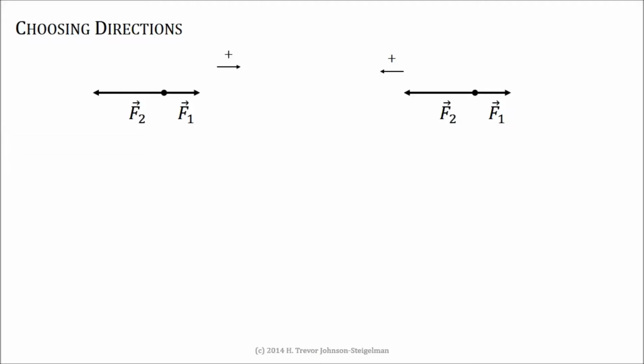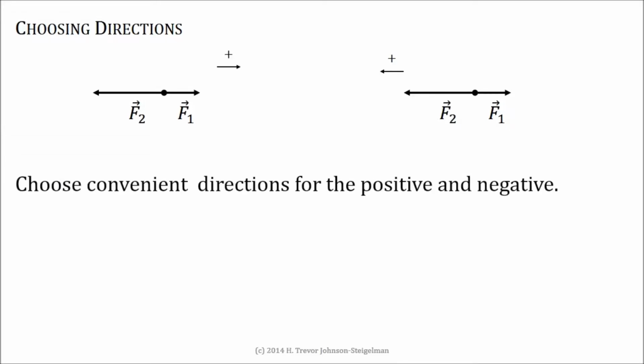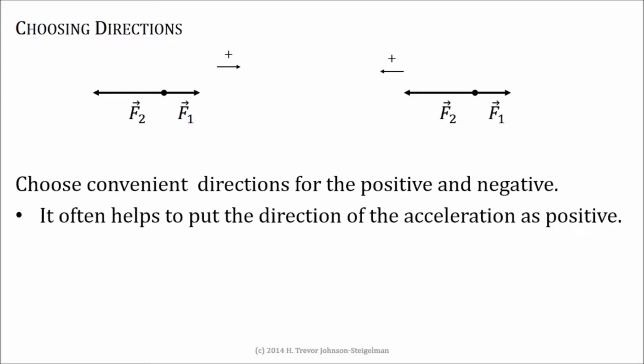Okay, now in order to choose directions, you've got a couple of choices. You want to make sure that you choose a convenient direction for positive and negative, and there are two ways you might do that. A lot of times I'll do what I have over here on the right. I know that F2 is the larger number because of looking at either the wording of the problem or the picture here, and so I put the positive direction to the left. Or if you're more traditional and you always like to have the right direction as positive, then in this case F2 is going to be negative and F1 is going to be positive.